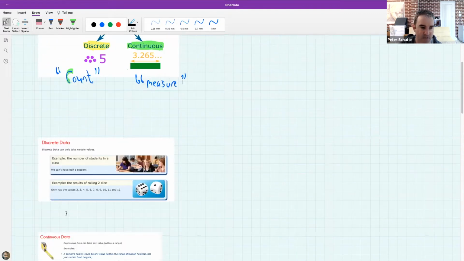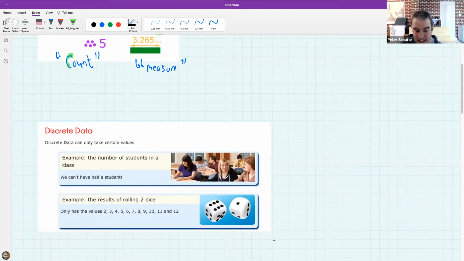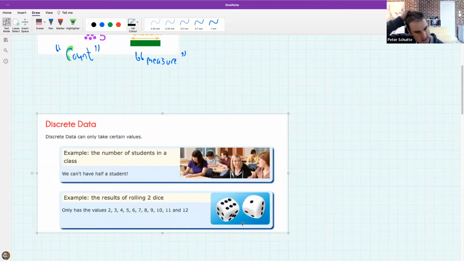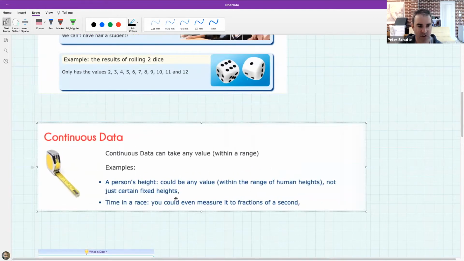I'll give you 2 examples here. Imagine you had a pair of dice and you threw them. The sum of those 2 dice would be discrete data, because you can't have 6.5 as a sum. You can only have, say, 7 or 8 and so on. So that's an example of discrete data. And then for continuous data, we also say continuous data can take on any value within a range. And so we could be talking about a person's height, because it can fall between a range, or the time in a race.